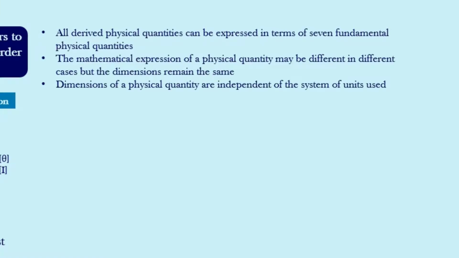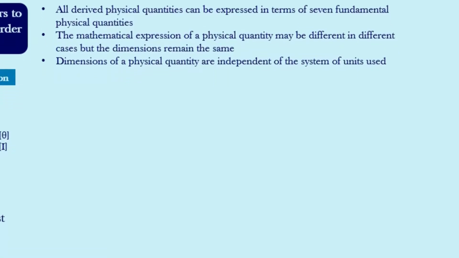We need to remember the following points related to dimensions. All derived physical quantities can be expressed in terms of 7 fundamental physical quantities. This notion we have already discussed with the illustration of mutually perpendicular axes set on a plane. The mathematical expression of a physical quantity may be different in different cases, but the dimensions remain the same. Dimensions of a physical quantity are independent of the system of units used.